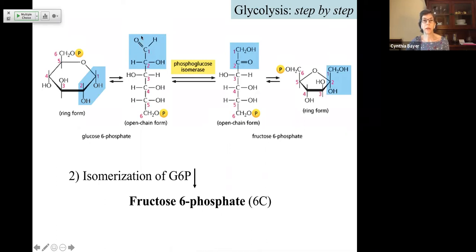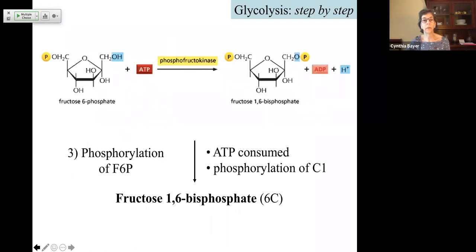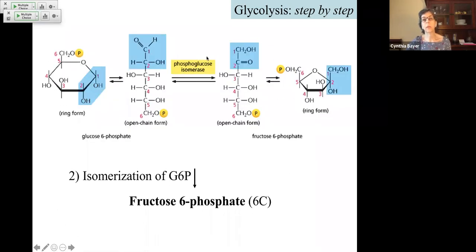There's our carbonyl at the end of the chain. And this aldehyde sugar will be converted to a ketose sugar because this enzyme will just rearrange some of the covalent bonds such that the carbonyl will be at carbon 2. So it's converting an aldehyde sugar to a ketose sugar.